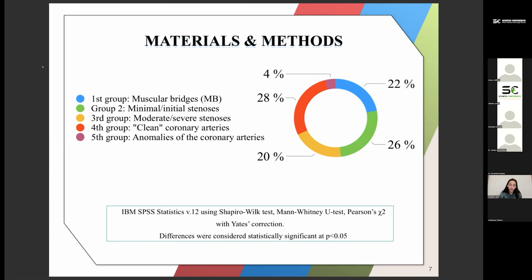The obtained data were processed in the statistical program Statistica version 12 using the Shapiro-Wilk, Mann-Whitney, and Pearson chi-square tests with the Yates correction, with statistical significance set at p less than 0.05.